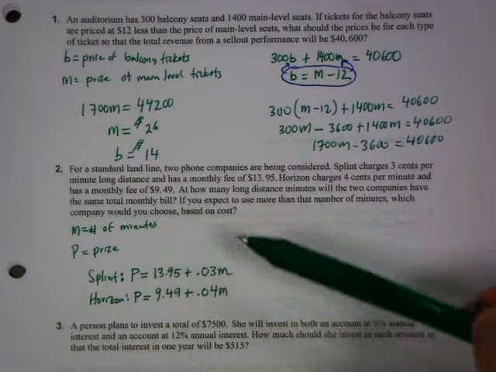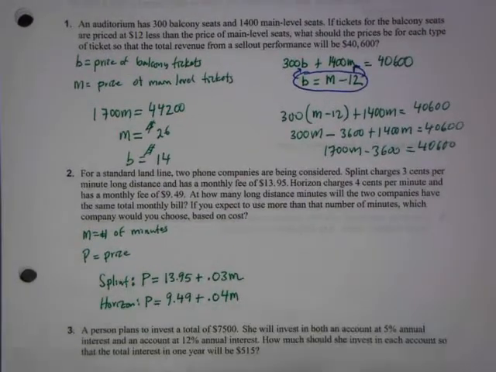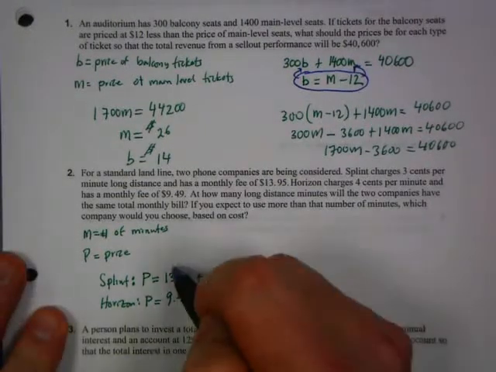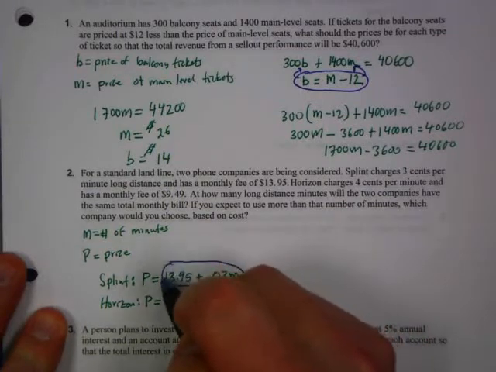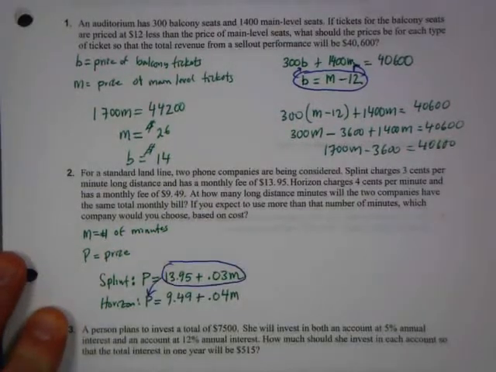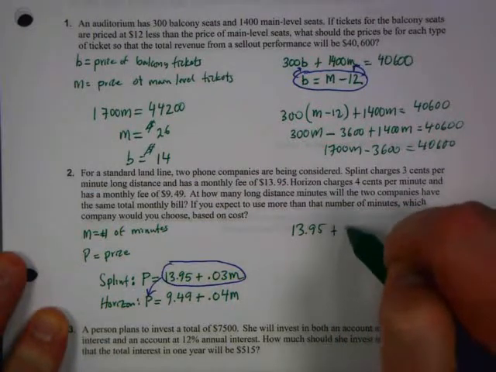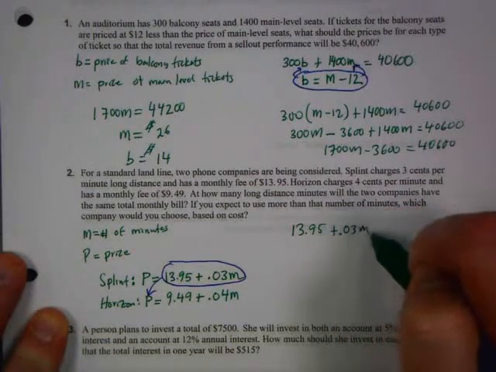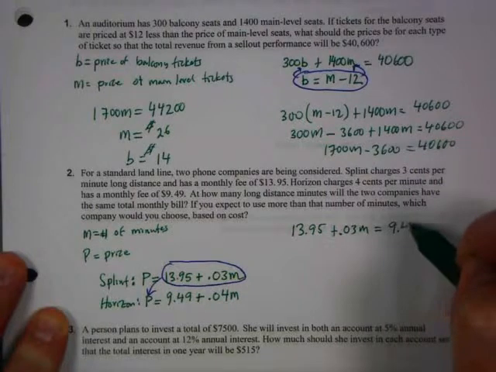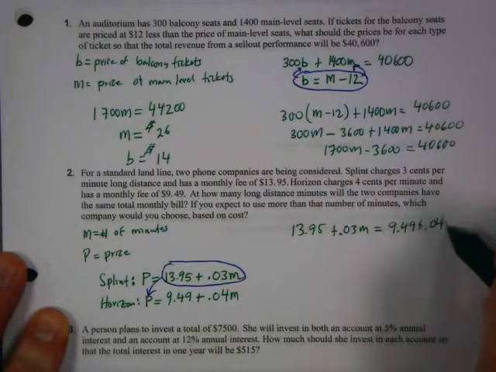So if this one already has P all by itself, I would just take it and plug it into the other one. The other one also happens to have P all by itself. That's just a happy coincidence and a convenience. So I wouldn't use elimination on this problem. I would certainly use substitution. This one already has P all by itself, so I would plug it in there. 13.95 plus 0.03 M equals 9.49 plus 0.04 M.